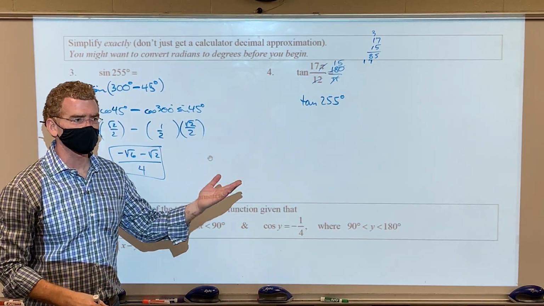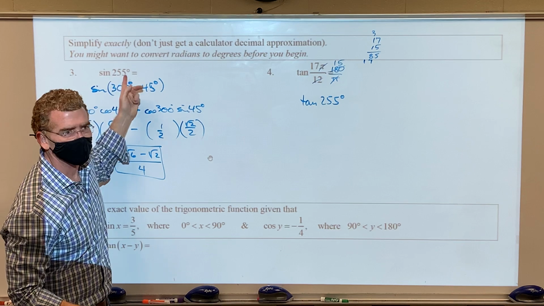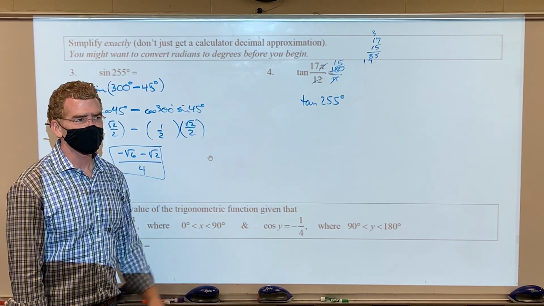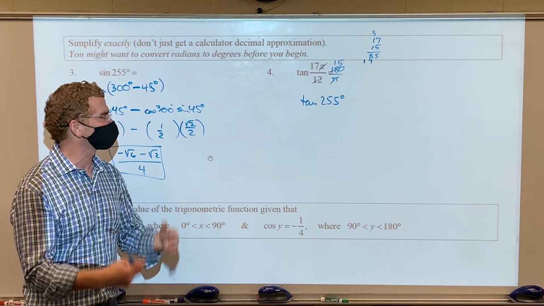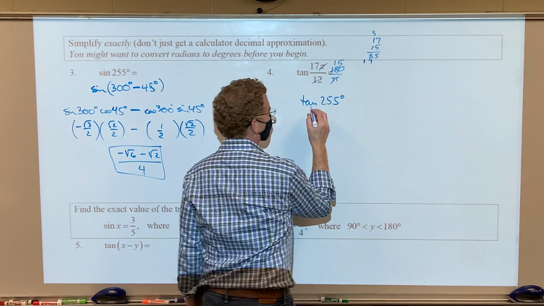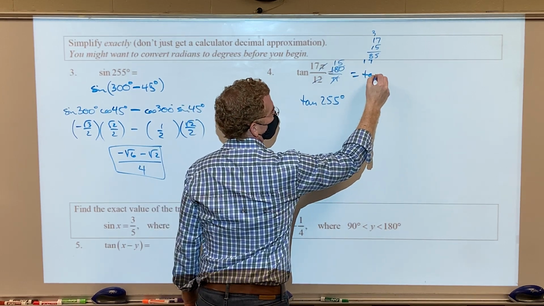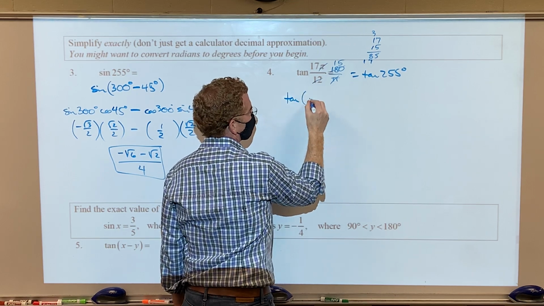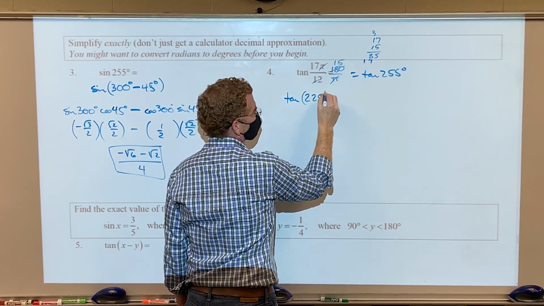So now that I got it as a degree, it's the same angle as this, right? But what would you use? Let's do something different this time. What angles would you use to add or subtract to give me 255? 225 and 30 is what I heard. So I'm going to rewrite this as, here, let me give myself some room because you're going to see this is awful. Tangent of, you said 225 plus 30?